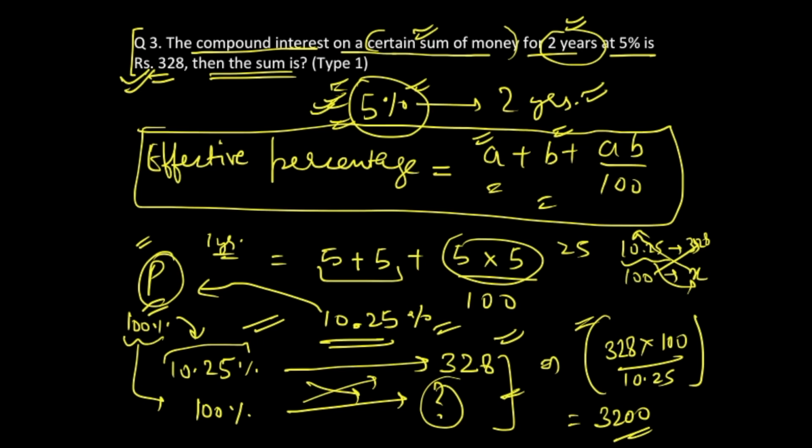So this is the sum on which, if 5% compound interest is applied, you're going to generate an interest of rupees 328 in 2 years, right? Again, we have made sure that we haven't used the exponential power formula, and we have made the entire problem quite simple.